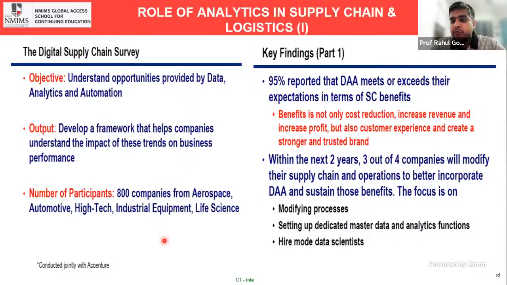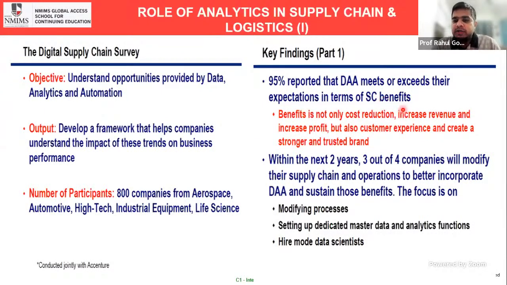So the responses came from almost 800 participants, right? And 95% of them reported that data analytics and automation, DAA, either meets or exceeds their expectation in terms of supply chain benefits. And when we talk about supply chain benefits, they're very well linked with the organizational benefits, right?